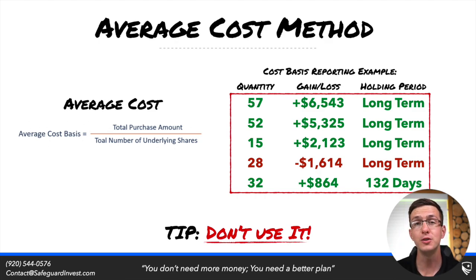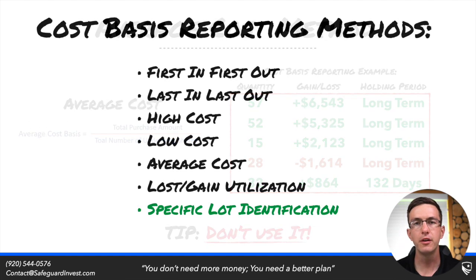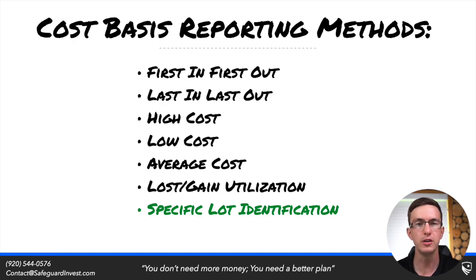There would be no opportunity to do tax loss harvesting here because every share that this person sold would be at an average capital gain. And so there are a number of methods that you can ultimately use. Everything from first in, first out. Last in, last out, the opposite of first in, first out. You could use the high cost method, meaning that you're selling investments that have a high cost basis.